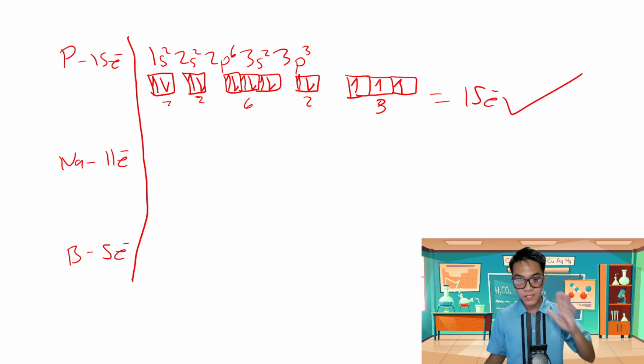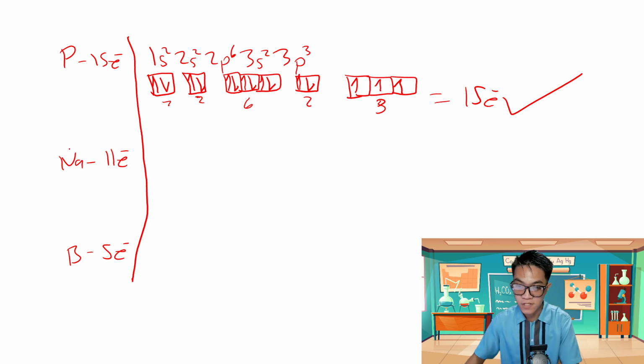Alright, so let's get down with another one to further practice. For sodium, we have 11 electrons. So let's do the linear electron configuration: 1s2, 2s2, 2p6, that's 10, and 3s1.